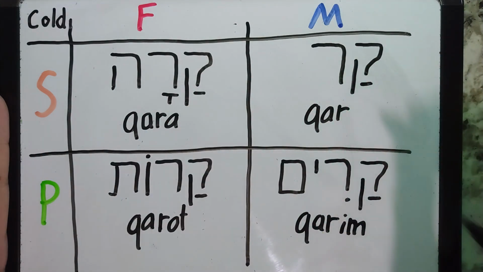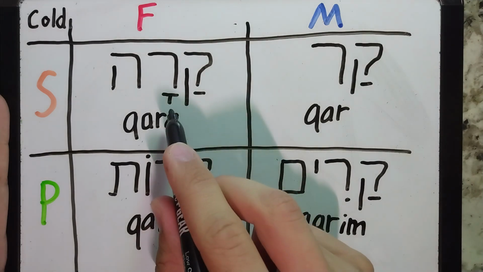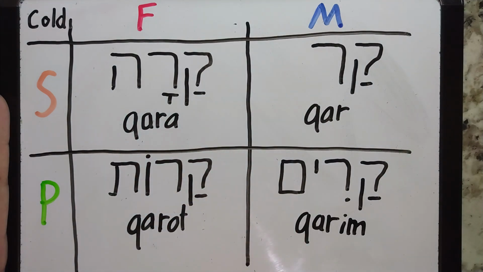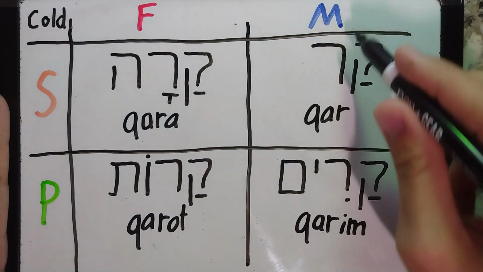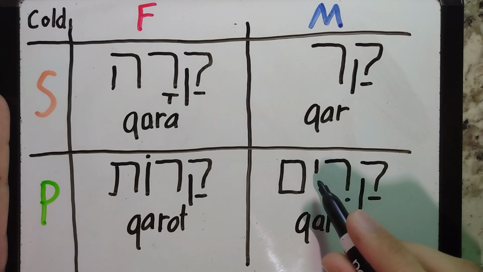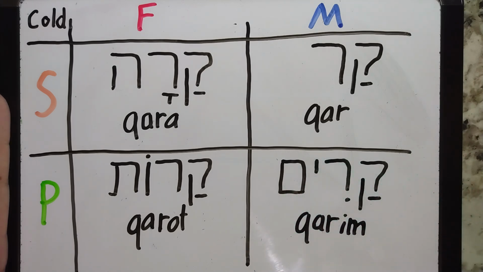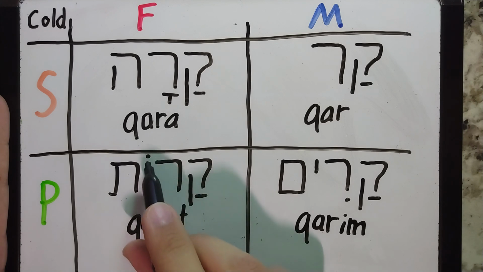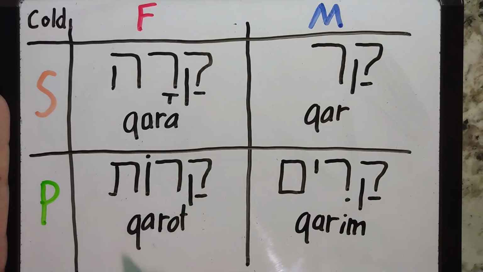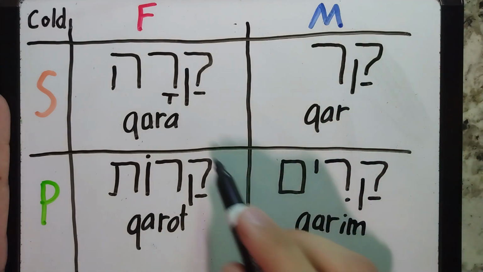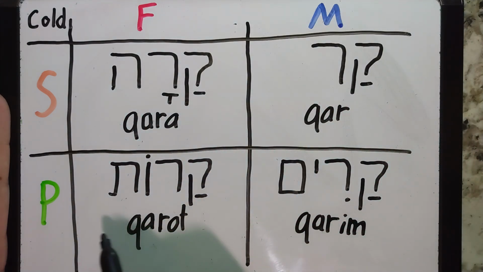The masculine singular form, which is kind of the default form, onto which we can add endings to make the other forms, is kar. The ending we need to make the feminine singular form is kamatz and silent hey. We add that to kar to make kara. The masculine plural form ending is hirik, yud, and final mem. Im, we add that to kar to make karim. And finally, the feminine plural ending is vav with holam and tav, which say ot. We add that to kar to make karot. Kar, kara, karim, karot.